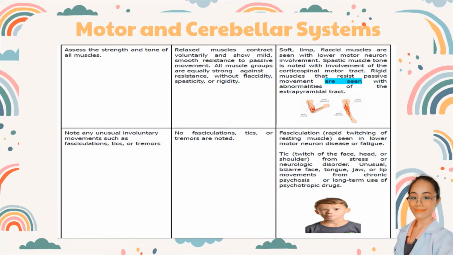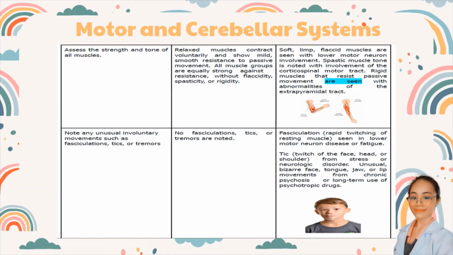Next is to assess the strength and the tone of all the muscles. The normal findings would be that the relaxed muscles would contract voluntarily and show mild, smooth resistance to passive movement, and all the muscle groups are equally strong against resistance and without flaccidity, spasticity, or rigidity.